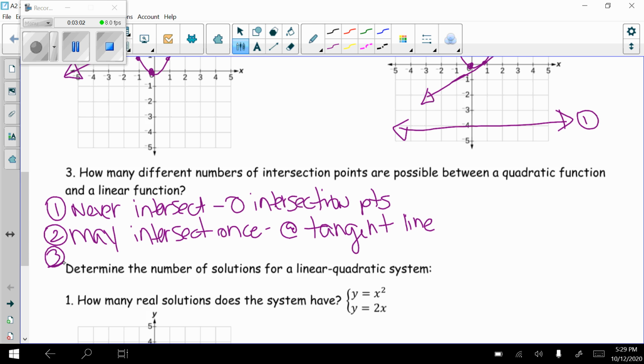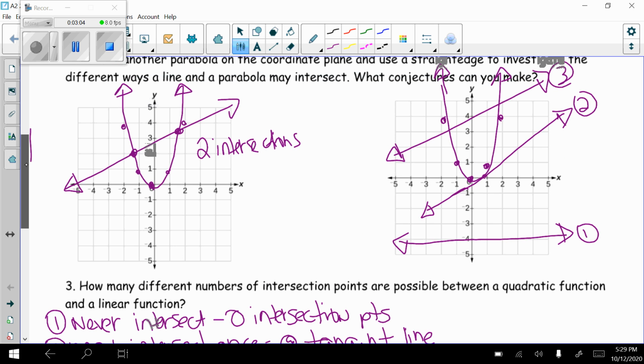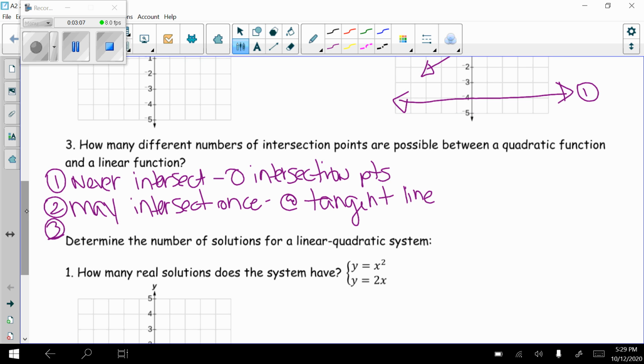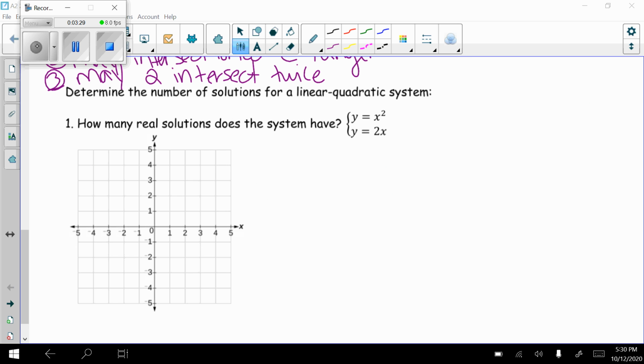And then I'm going to look at line number 3 that I drew. That one intersects twice. So I may have 2 intersections. So our possible intersection points between a quadratic function and a linear function are 0, 1, and 2. So now that we know our possible answers are 0 intersections, 1 intersection, or 2 intersections, we're going to determine the number of solutions for a linear quadratic system.